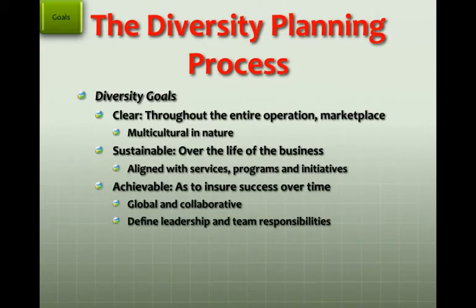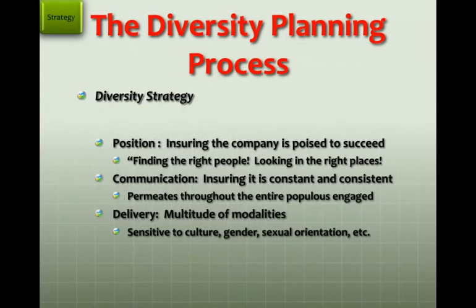When we look at our diversity goals, they have to be clear throughout the entire operation, the marketplace, and they have to be multicultural in nature, sustainable over time in the life of the business. They align with the services, diversity programs, and diversity initiatives that we're going to launch in our ultimate diversity plan. They have to be achievable, which may be a surprise to some people, so as to ensure success over time. So that means they can't be easy, nor can they be too difficult, but they have to be global and collaborative in their effort. And then our goals have to define leadership and our team's responsibilities overall.